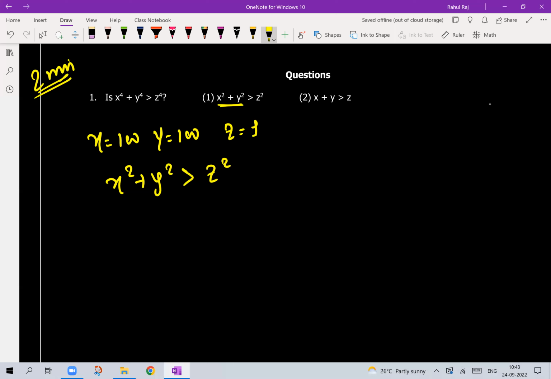And for all these numbers, even the question will be fine. X to the power 4 plus Y to the power 4 would be greater than Z to the power 4. So I have a yes situation for statement number 1 for sure.